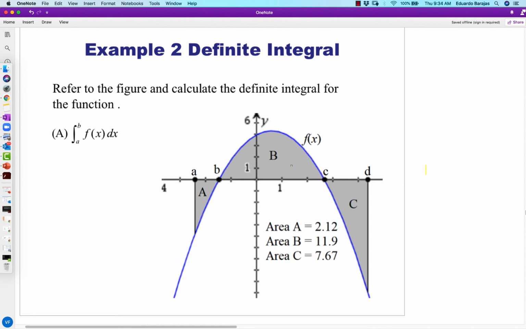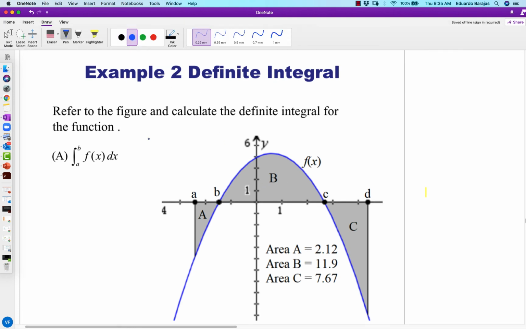Okay, so let's say that this graph is given and these areas are provided for us. So areas are positive. So area B is 11.9 units. Area C is 7.67 units. And area A is 2.12 units. Okay, so now if we are given that and we're asked to find the integral from a to b of f of x dx, we can see that it's somehow connected to these values, but it's a little bit different.